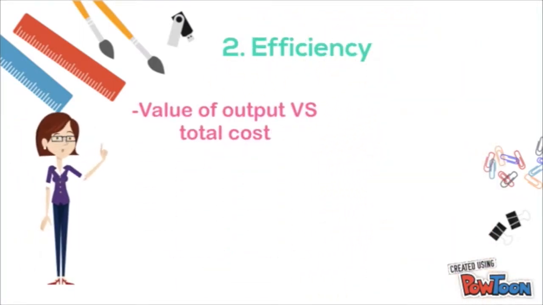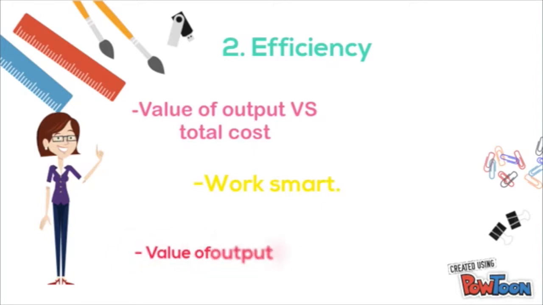Efficiency is taking into consideration the value of output in relation to the total cost of inputs. The non-profit organization must work smart instead of working hard in order to be efficient. For example, if the value of output is less than the total cost, it is not efficient for the non-profit organization to continue the activity.